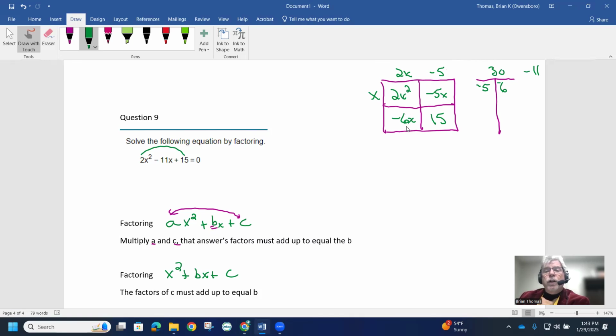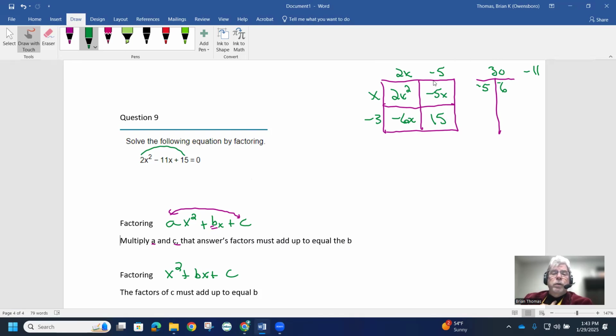Now, notice what gives me the negative 6x will be this factor and this factor. So if you ask yourself, 2x times what gives me a negative 6x? In other words, we're taking a 2 and an x out of this, going this direction. That's going to leave me a negative 3. Does negative 3 times 2x give me a negative 6x? Yeah. And then negative 5 times negative 3 has to give you this piece here. Yeah. So we're actually kind of done.